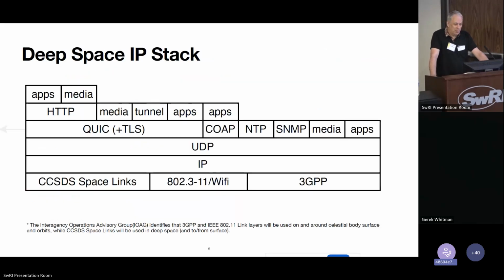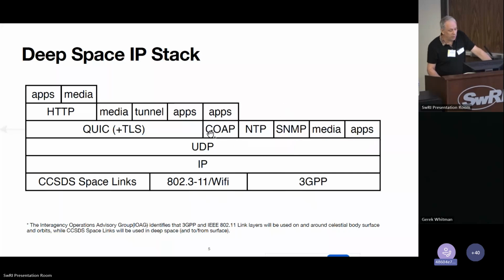So this is the deep space IP stack. If you're a network engineer, you get that pretty fast. Layer 2 is CCSDS space links, 802.11 Wi-Fi, and 3GPP. Those two are being planned for Lunar and Mars on-surface and cislunar. We run IP over them, and UDP over them. We'll give you a second why. And we have UDP that carries NTP and SMP, for example.